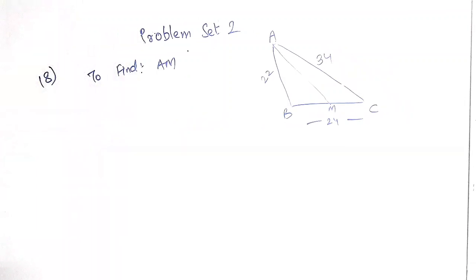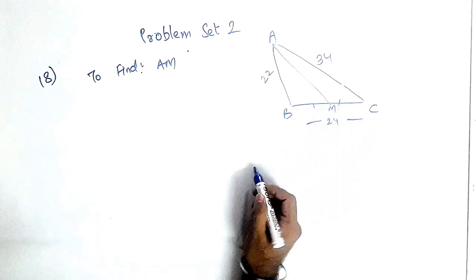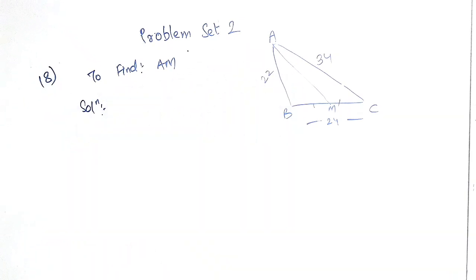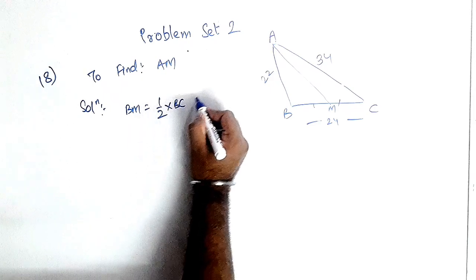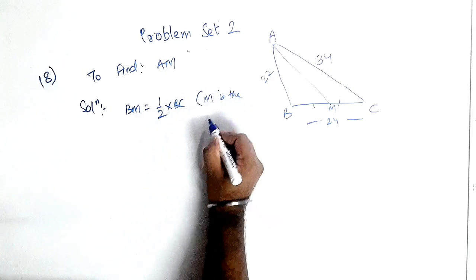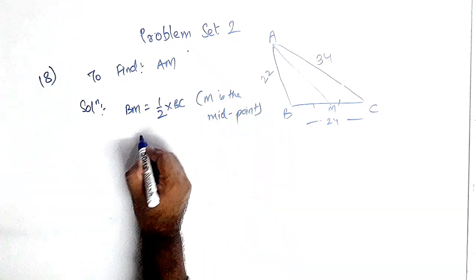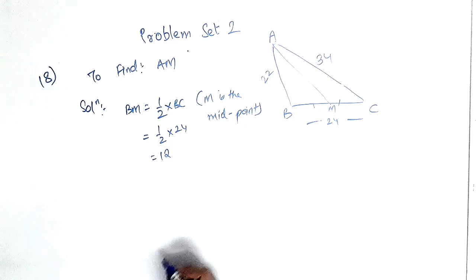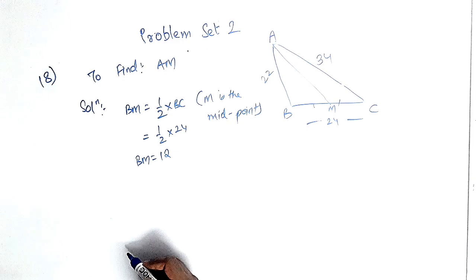Okay, then if you see 18th one, here also M is the midpoint. So first we will try to find BM and we will get AM by Apollonius theorem. Easy sum, 2 marks or 3 marks you will get very easy. So BM is equal to half of BC. You can write M is the midpoint. Okay, now it is half of 24, so it is 12. Okay, centimeter is not given, so you are not going to write anything. BM is equal to 12.